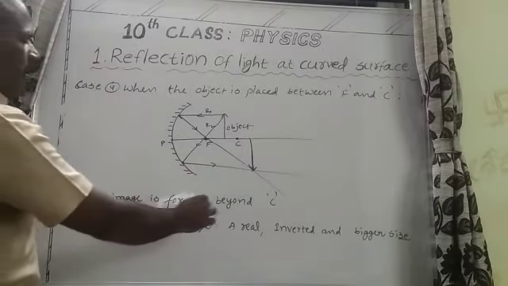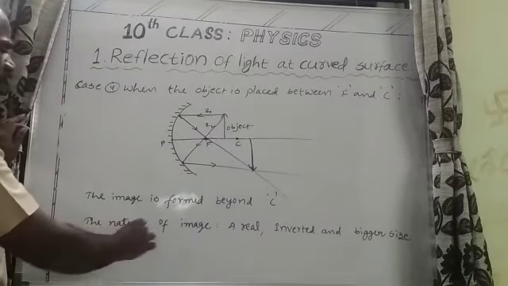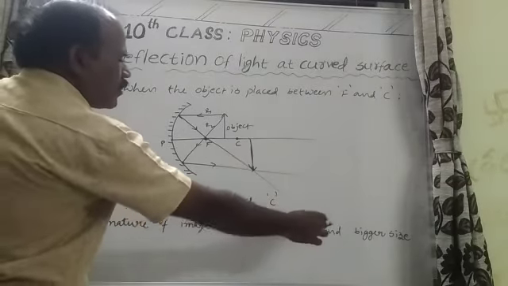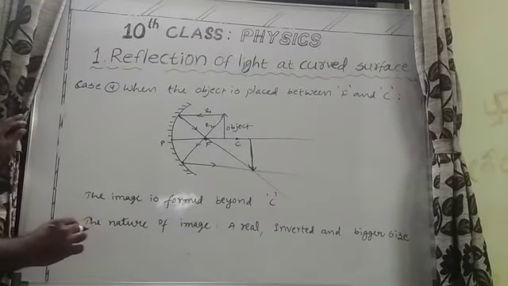The image is formed beyond C. The nature of the image is a real image, inverted and bigger in size.